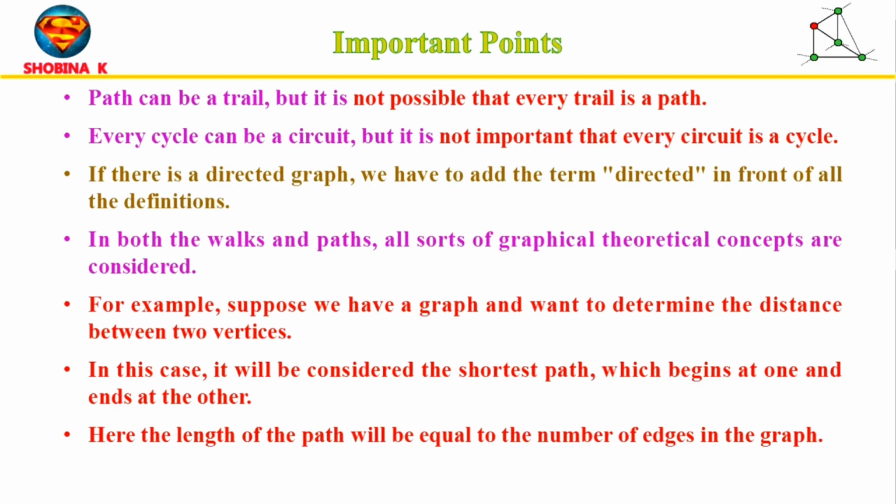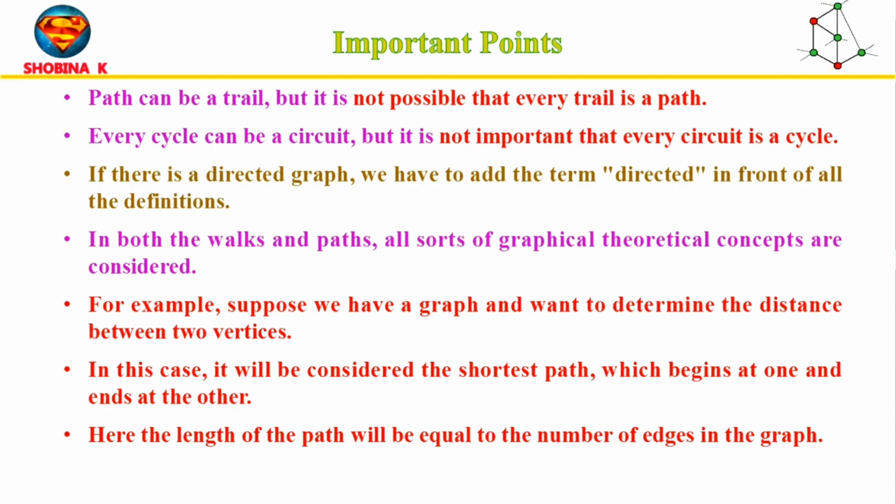Every path is a trail, but it is not true that every trail is a path. In discrete mathematics, every cycle is a circuit, but it is not true that every circuit is a cycle. And if there is a directed graph, we have to add the term directed in front of all the definitions. In both walks and paths, all sorts of graph theoretical concepts are considered.